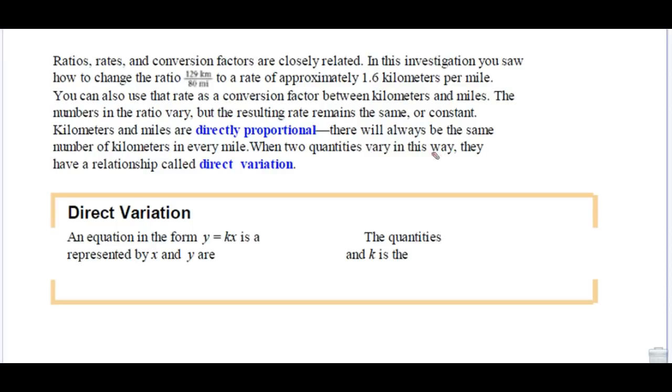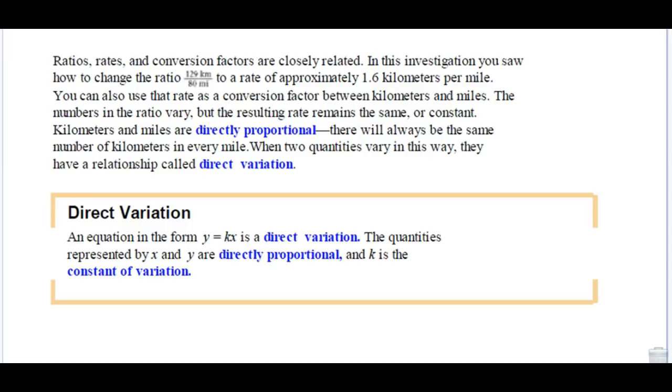When two quantities vary in this way, they have a relationship that is called direct variation. And here is our definition of direct variation. An equation in the form y equals kx is a direct variation, and the quantities represented by x and y are directly proportional, and k is the constant of variation. So again, an equation in the form y equals kx is a direct variation. The quantities represented by x and y are directly proportional, and k is the constant of variation.